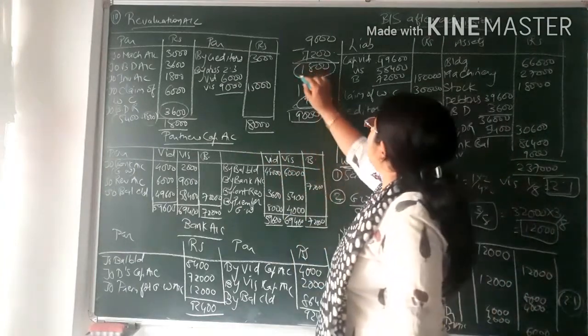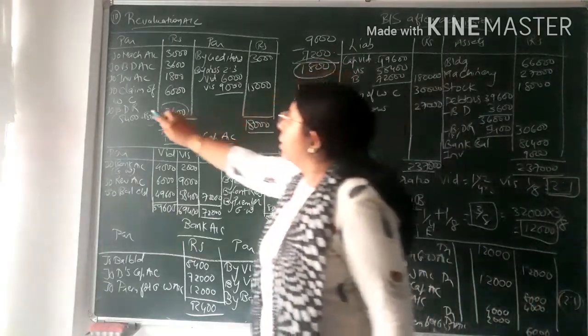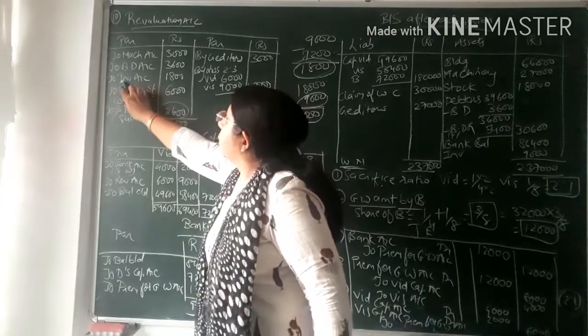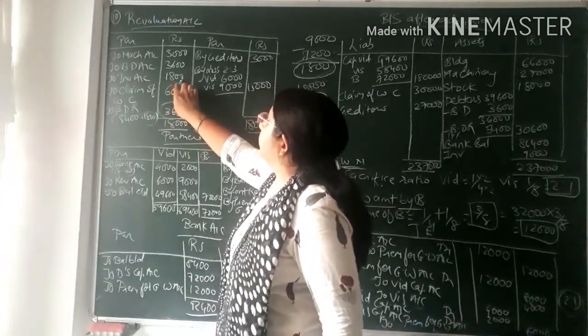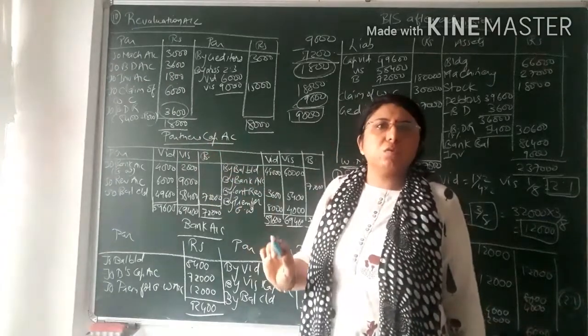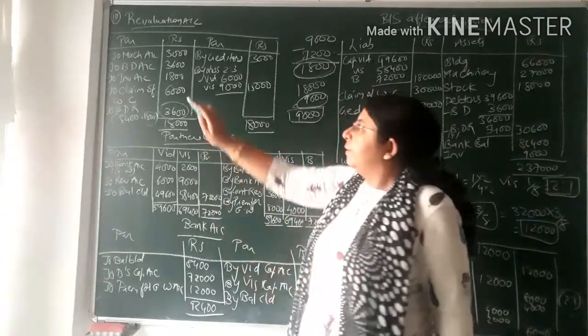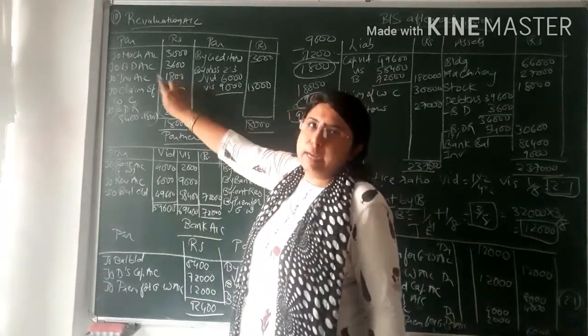So here 1,800 more investment loss that we have to write on the debit side of revaluation account. See, I have written over here to investment account, that is 1,800. I have not written 9,000 because there was already a reserve of 7,200. So the additional difference, that is only 1,800, we have to write on the revaluation account debit side.